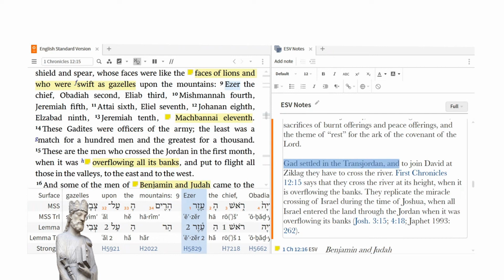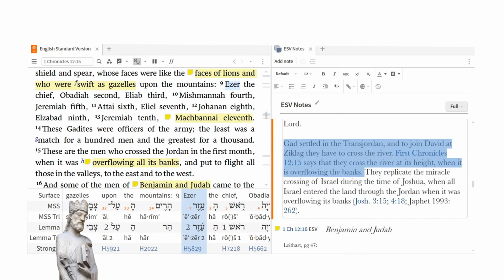And to join David at Ziklag, they have to cross the river. And again, he notes here it's at its height when it was overflowing. And this brings to mind Joshua, the crossing when they entered the land. Again, Joshua 3:15, 4:18, so on and so forth. Which itself obviously brings to mind the original crossing of the Red Sea.